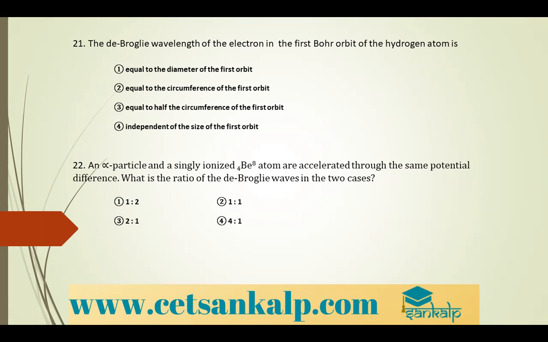The De-Broglie wavelength of electron in the first Bohr orbit of hydrogen atom is equal to, we have already written it, 2 pi r, right? It is equal to the circumference of the first orbit. You have the formula that 2 pi r is equal to n into lambda, where for the first Bohr orbit n is equal to 1. So lambda is equal to 2 pi r, which is nothing but the circumference.